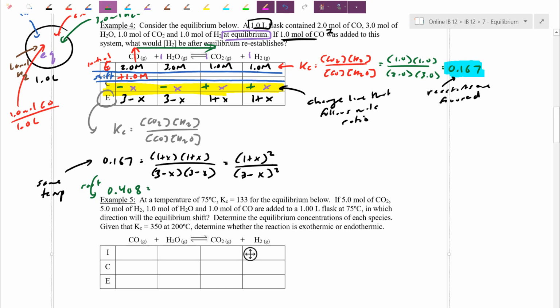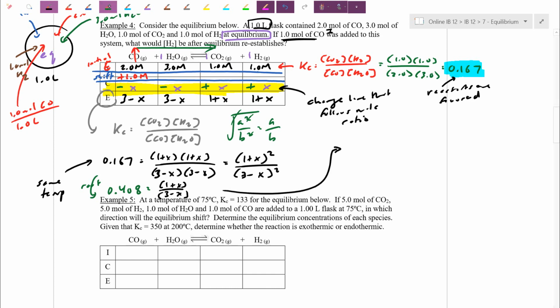The square root will kill both of the squares, if you remember your exponent rules here. If you do square root of a squared and b squared, the square root will kill both of the squares and just leave you with a and b. So now, a lot easier here. We have a simple 1 plus x and a 3 minus x. Just going to do the rest of the math over here.